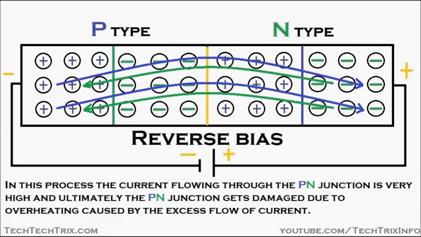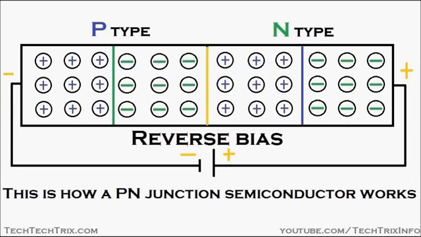In this process, the current flowing through the PN junction is very high, and ultimately the PN junction gets damaged due to the overheating caused by this excess flow of current. This is how a PN junction semiconductor actually works.